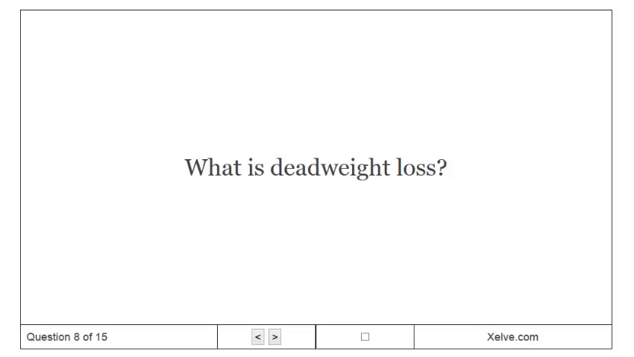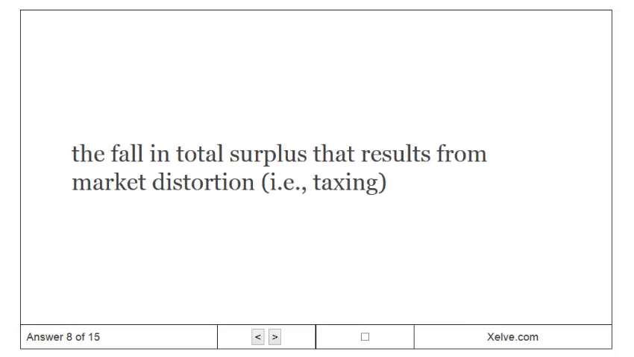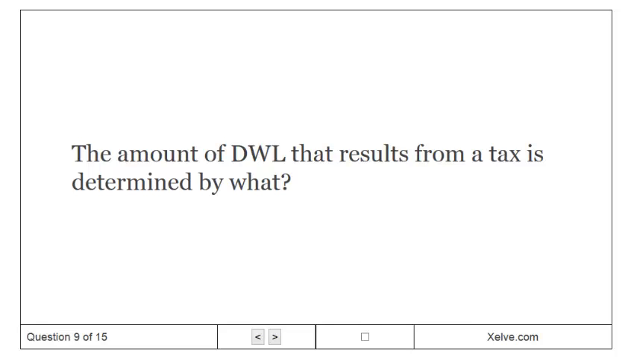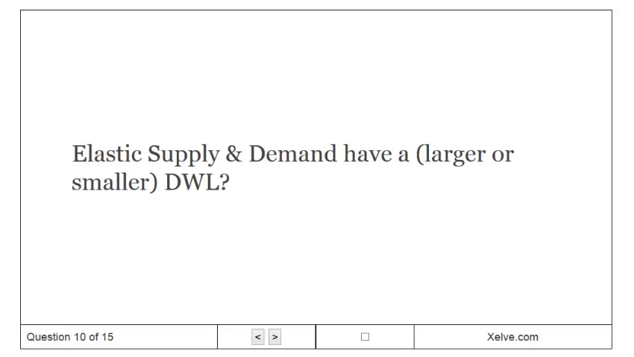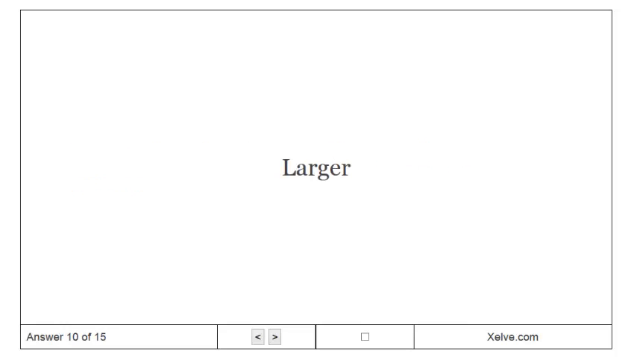What is deadweight loss? The fall in total surplus that results from market distortion. The amount of DWL that results from a tax is determined by what? Elasticities of supply and demand. Elastic supply and demand have a larger DWL.